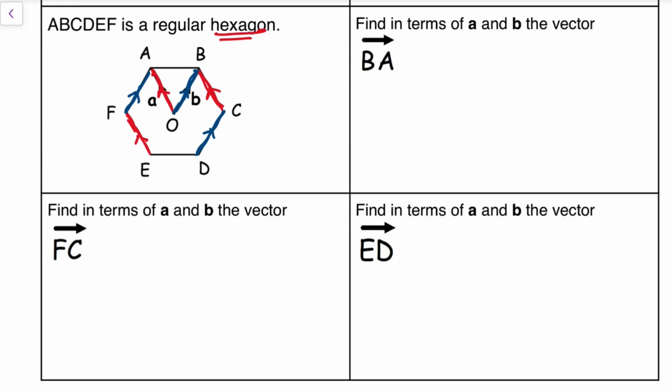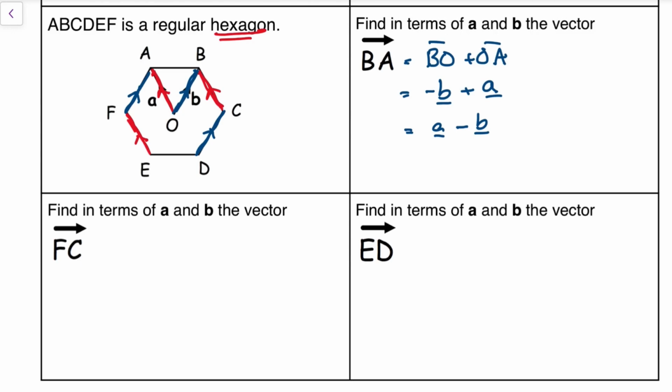Let's actually now read the question. The question says, what is the vector to get from B to A? Now I can only go down paths where I know where that vector is. So the way I'm going to do that is I'm going to go from B to O, and then I'm going to go from O to A. B to O is negative b because I'm going against the arrow, and then O to A is positive a because I'm going in line with the arrow. In other words, it's minus b plus a, or equally acceptable, a minus b.